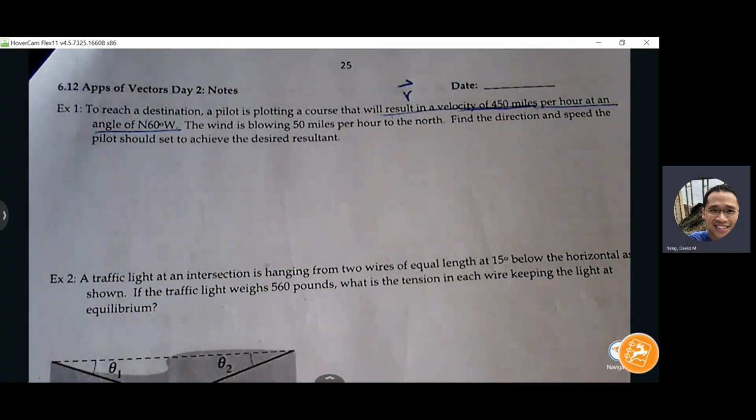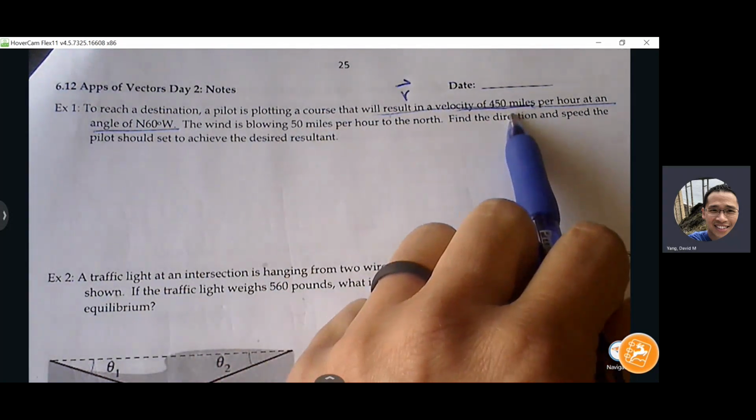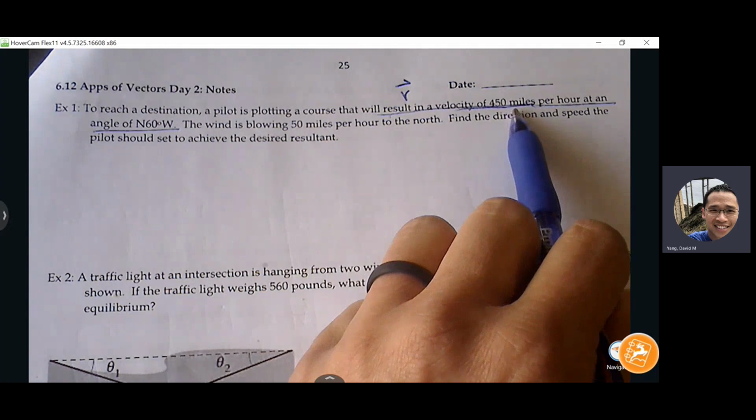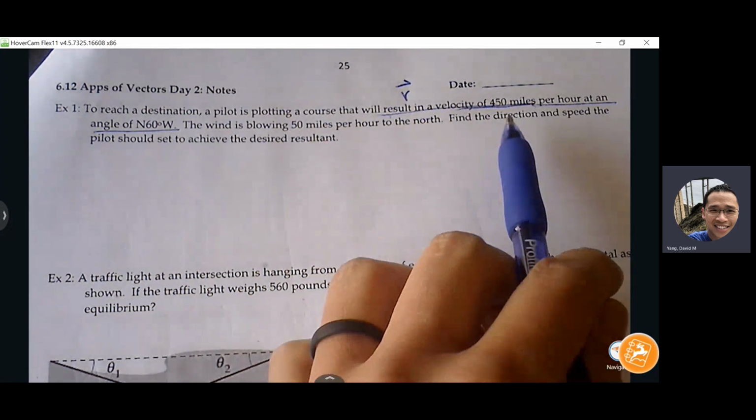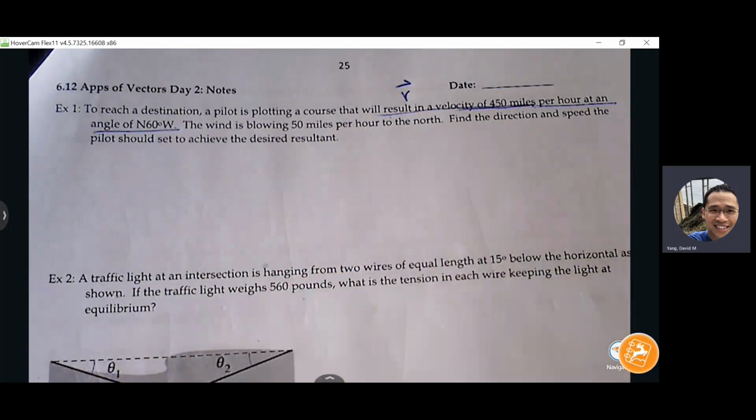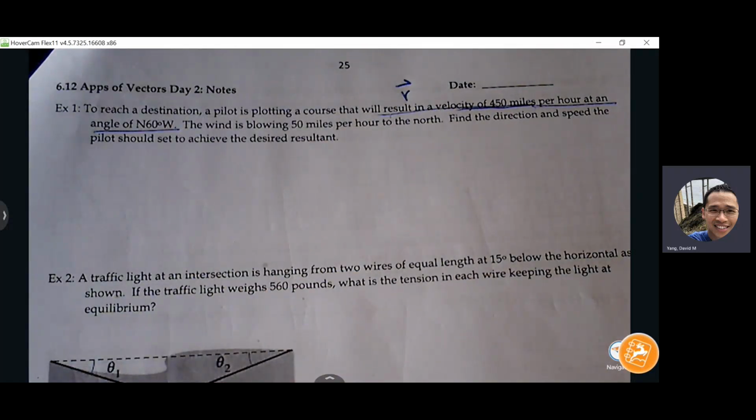The wind is blowing at 50 miles per hour to the north. Find the direction and speed that the pilot should set to achieve the desired resultant. So this pilot is almost going to have to point the plane in a different direction than where he's headed, because he's adjusting for the fact that the wind is going to be blowing. He almost has to counteract against the wind to eventually reach this goal, right? So his goal is to eventually have the plane pointing in this direction after the wind is blowing, but you've got to point in a different direction to get that result.